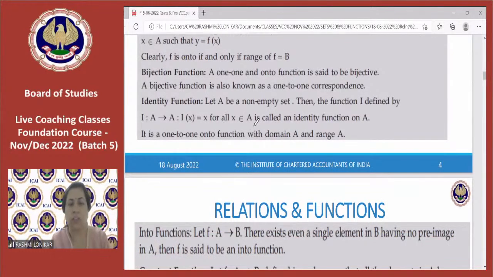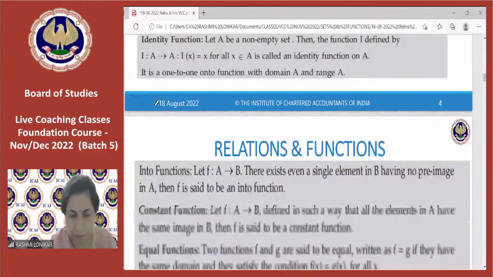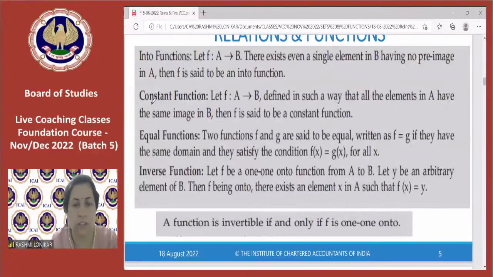Identity function: the function I defined from A going to A, I(x) equal to x for all x belonging to A, is called an identity function. An identity function is always a one-one and onto function, with the domain A being the range A also, because the function is from A to A. So domain and range will be A. Now into functions.